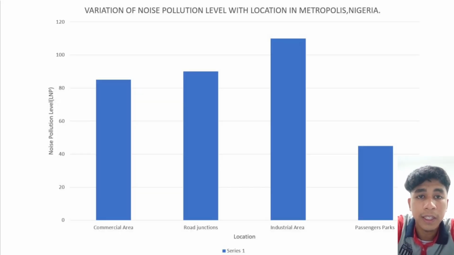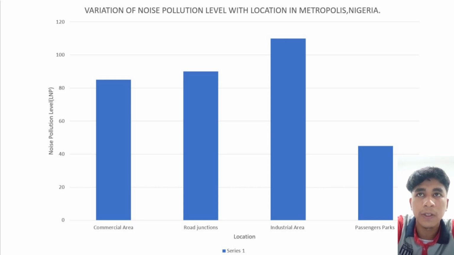Okay, next graph is the bar graph. The title of the data that I chose is the variation of noise pollution level with location in Metropolis, Nigeria. As you can see from this graph, the vertical axis represents the noise pollution level, while the horizontal axis represents the location of noise pollution.